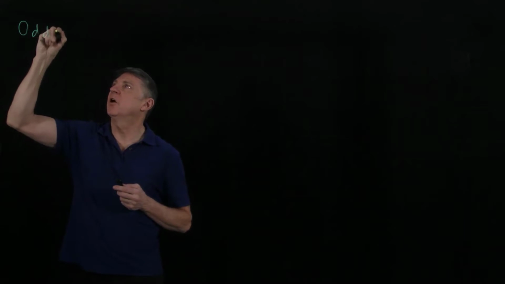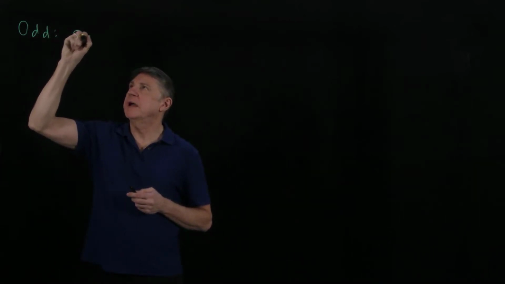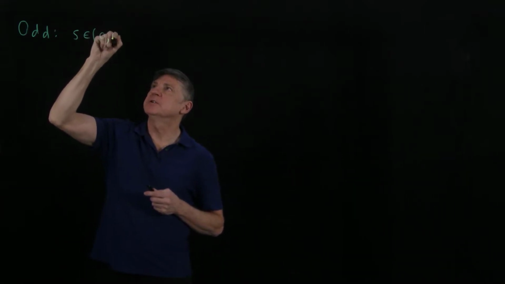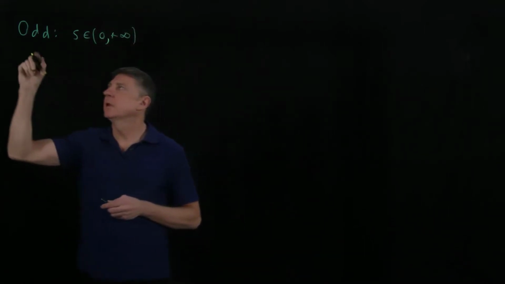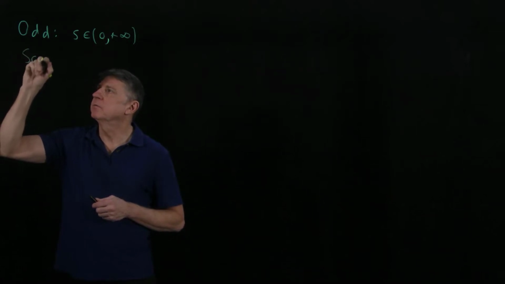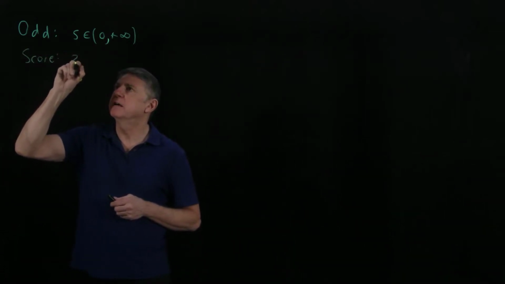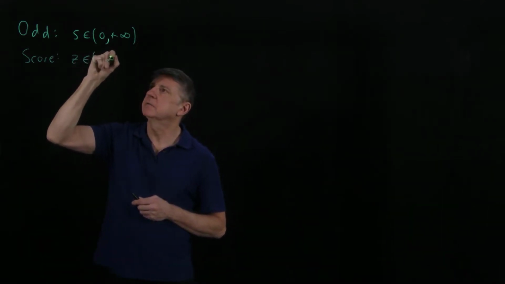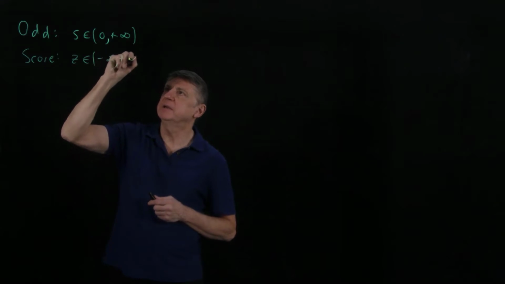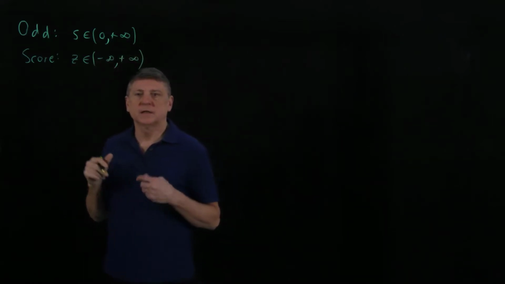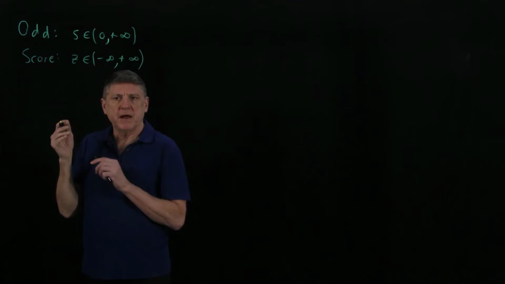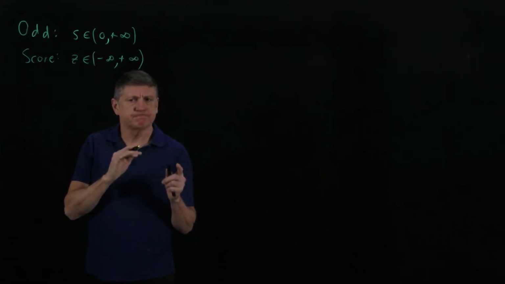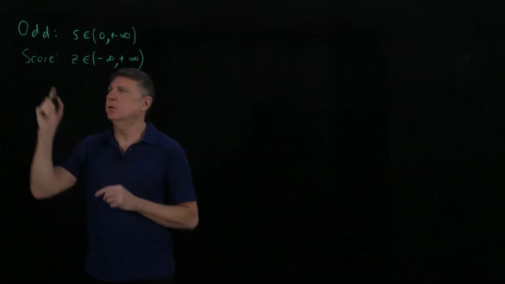We represented odds as a value S, and it was a real number that was strictly greater than 0 and there was no upper bound. From previous work, we represented the score as a value Z, and it was a real number, but there were no bounds on it. So it could range from minus infinity to plus infinity. Well, let's think, how could we map the score to the odds? Let's try mapping the odds to the score.